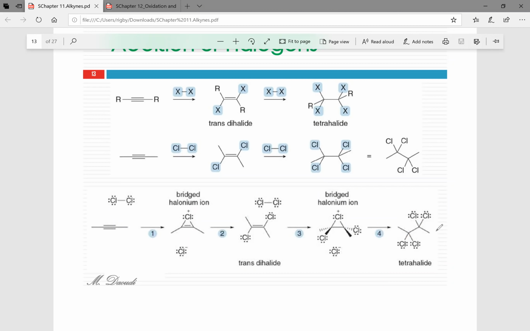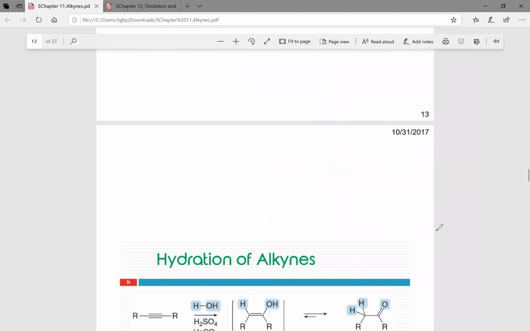And we can see here, this is a tetrahalide in reference to our dihalide from before, which had 2 halogens. And this is why we don't use this method to make a dihalide, because this isn't really a dihalide. This is a tetrahalide, okay? All right, so let's continue.